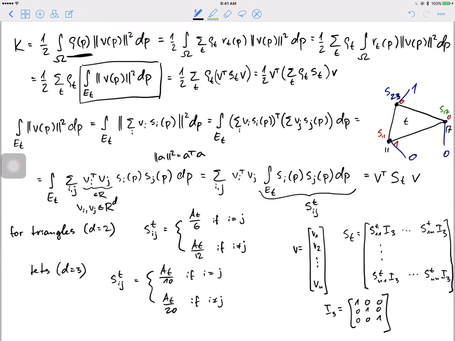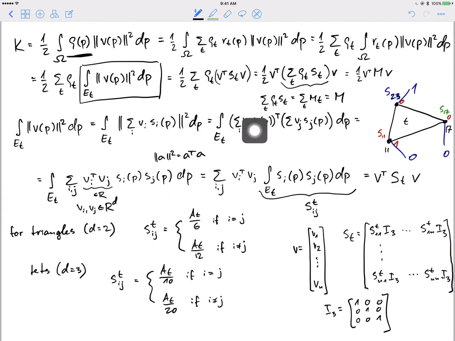And this thing I can write like this. I can write this rho_t S_t as a sum of matrices called M_T, and the whole thing I will call M because it's a mass matrix. That's what I kind of wanted to get to. So this will be just one half of V transpose, mass matrix M, V.